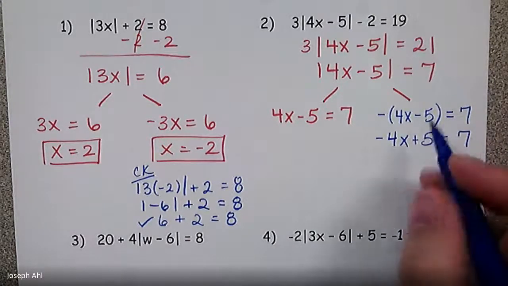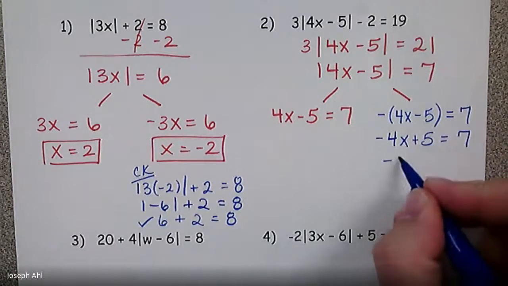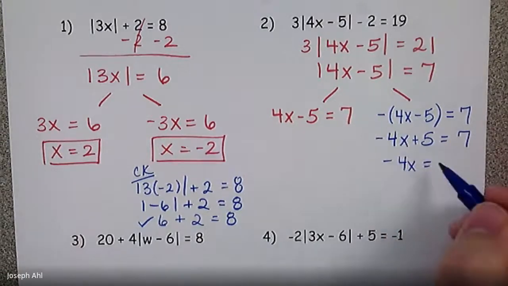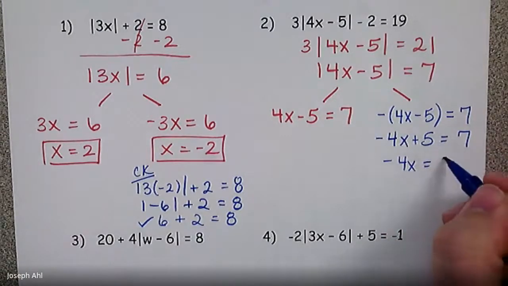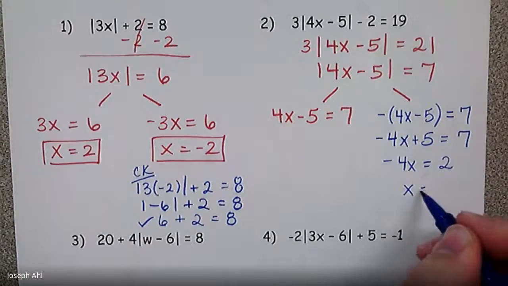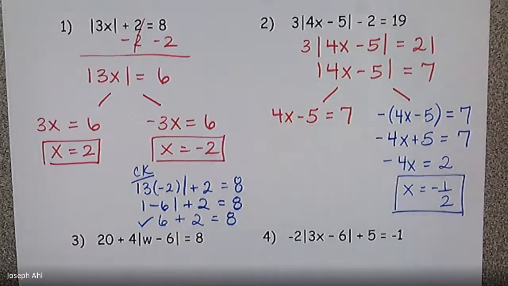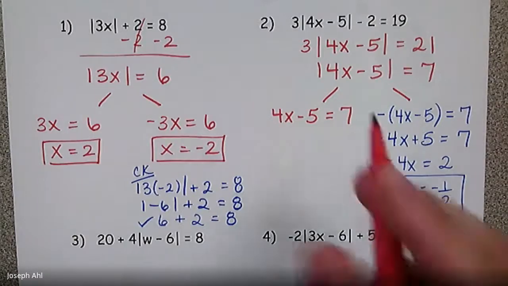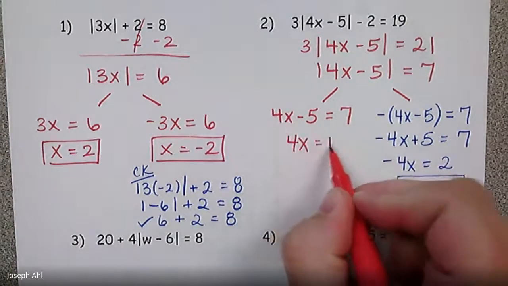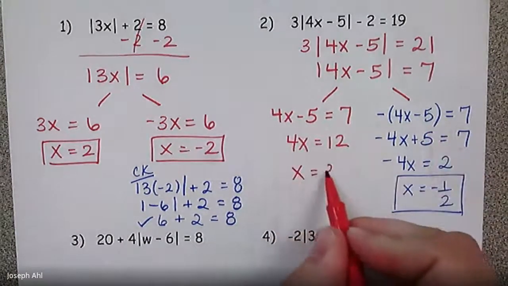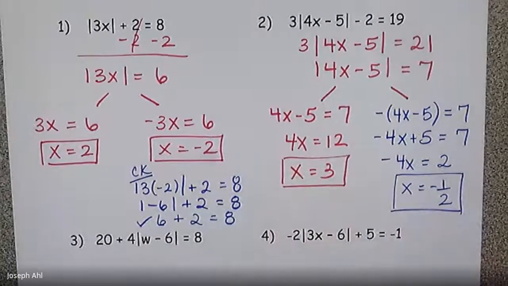Let me keep solving that. So if I subtract the 5 over, I get negative 4x is equal to 2. And negative 2/4 would reduce to an answer of negative 1/2. So that's one answer here. On the other side, we'll add 5 over. So 4x equals 12, and therefore x equals 3. So those are my two answers. Hopefully, you'll just trust me for now that those do check out. But go ahead and check them, plug them back in, make sure that they work.